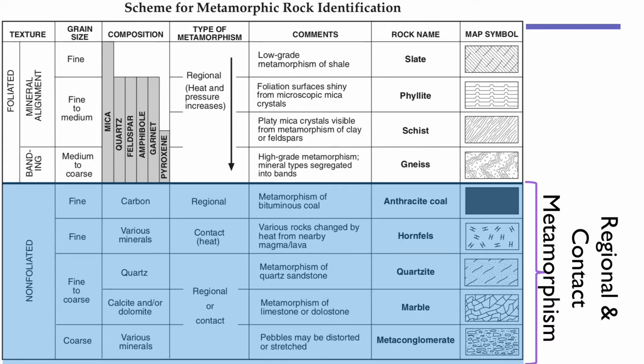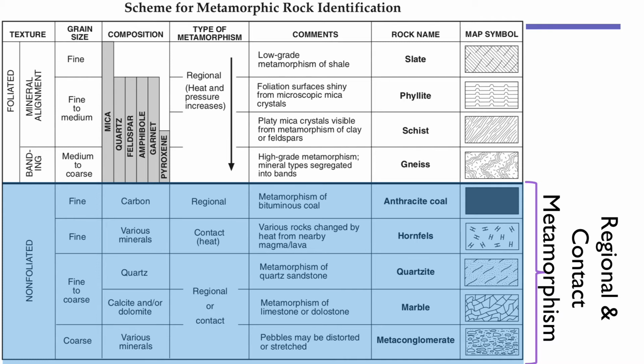Finally, the bottom part of the chart talks about rocks that have both regional and contact metamorphism. Now, to start, I want to make sure that we understand again in the composition column, you can find the minerals or the ingredients that make up the rock. And all of the rocks at the bottom part of the chart are non-foliated. So this means it doesn't look like these rocks have layers.